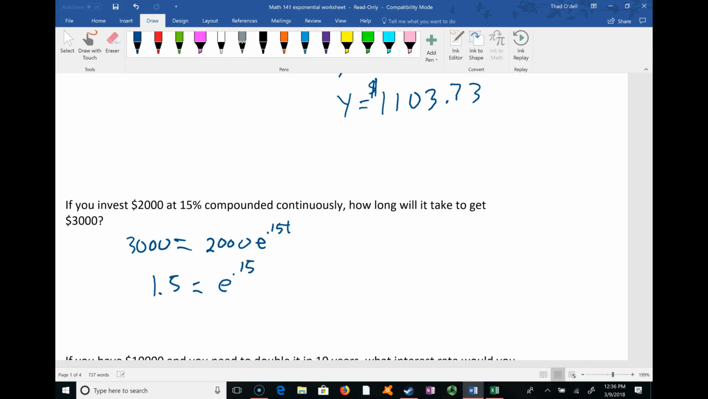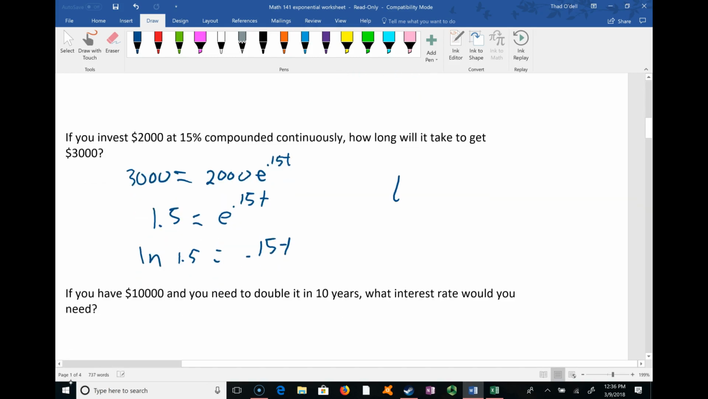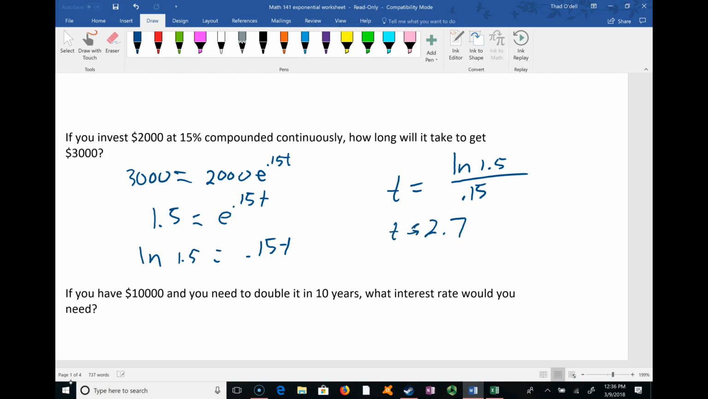e to the 0.15 t. Take the natural log of both sides. We get natural log of 1.5 is equal to 0.15 t. And therefore, t is equal to the natural log of 1.5 divided by 0.15. And so that would be natural log of 1.5 divided by 0.15. 2.7. Try to make that approximate. How long does it take to get to 3,000? It'll take 2.7, and that would be years, right?